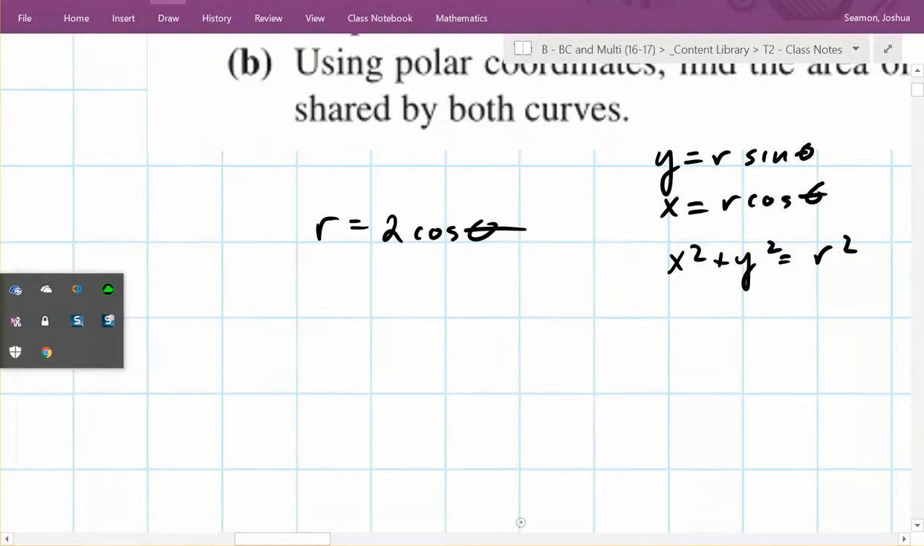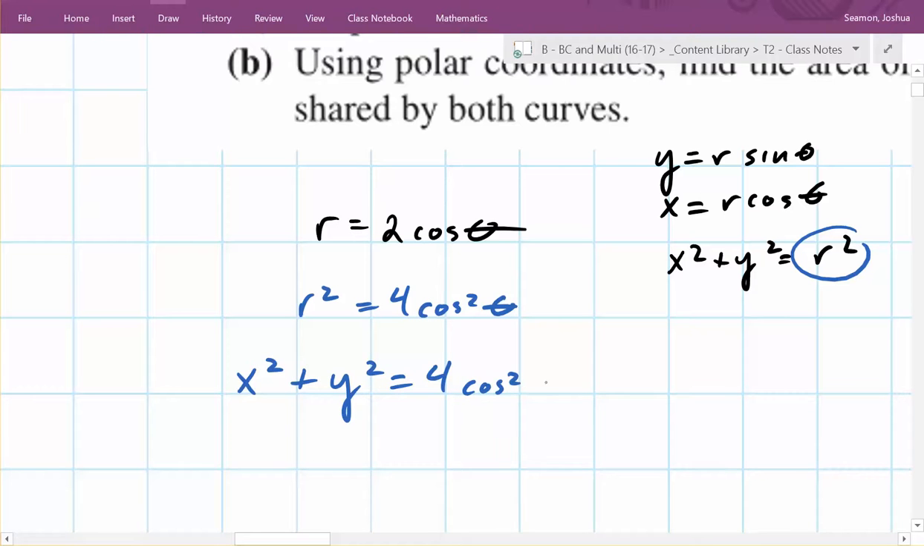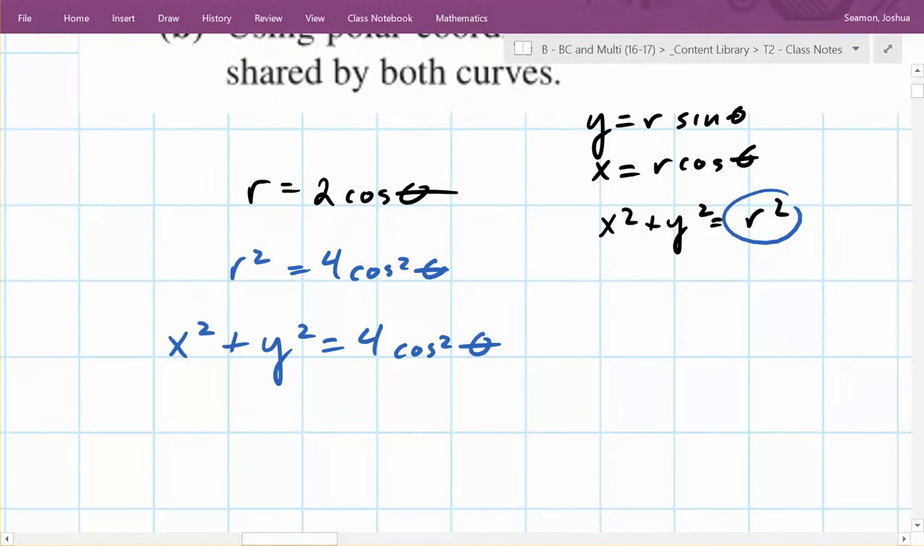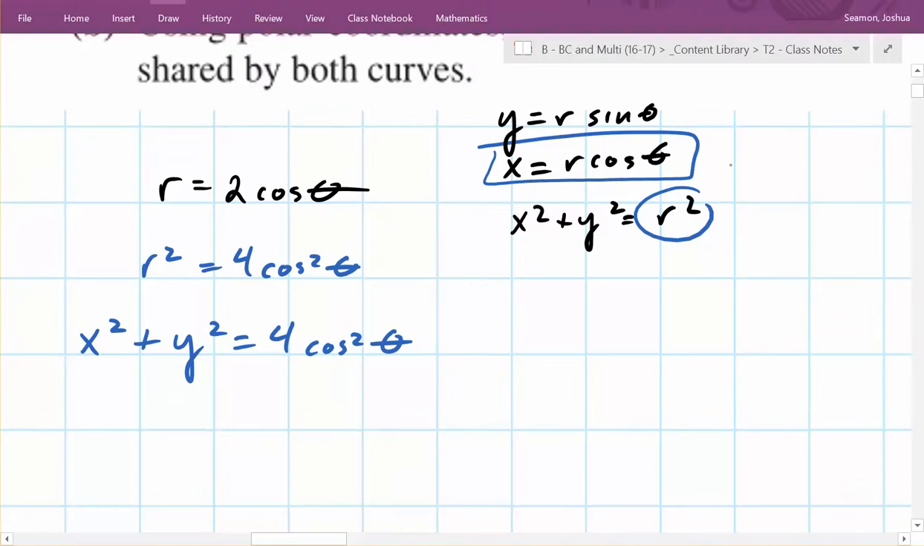So you could square it first. That was one thing we did before, right? Cosine squared theta. But what does r squared equal? So we have x squared plus what? Equals 4 cosine squared what? Theta, correct? But we need to get that theta out of there, right? How do we do that? 4 cosine squared theta. We can express kind of x. Does this help us at all?